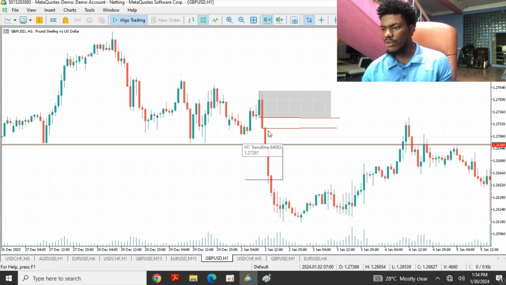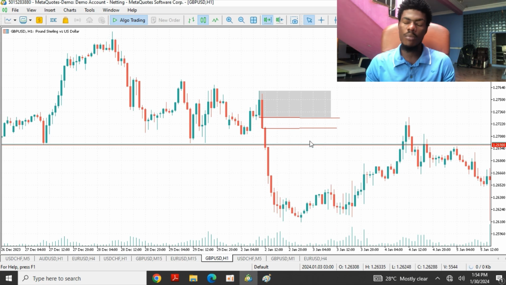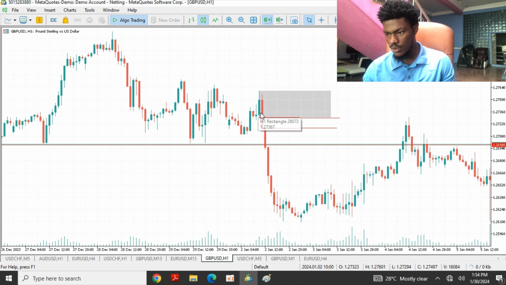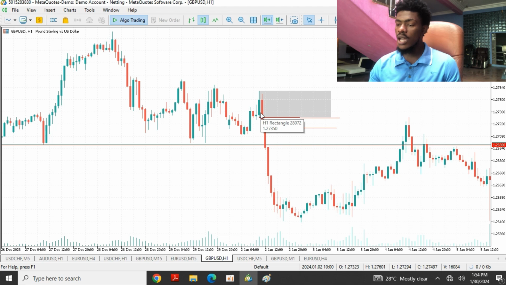This was the imbalance it created, right? That space in between, that void it created. Price will definitely come back to fill that void, all right? That was the imbalance it created. And number 4, it should be engulfed. This is what happened. This whole candle covered this order block. That's what we mean by an engulfing candle.